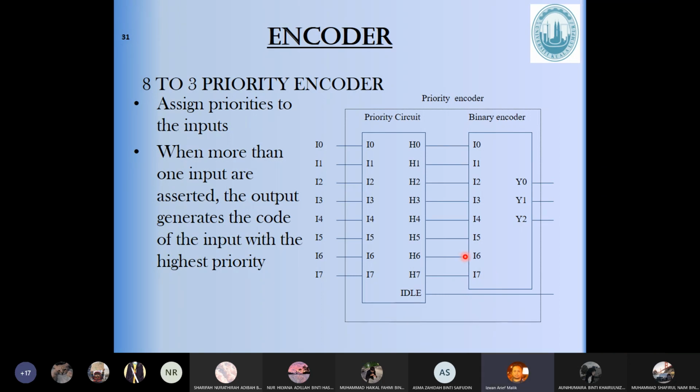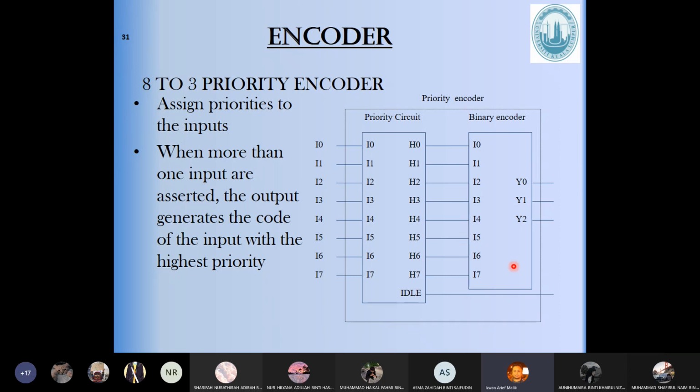Katakan saya ambil nombor lain lah, I3 dengan I2. So I3 dekat sini dia akan block H2, dia akan block H3 yang akan ada output. So bila H3 ada output, dia akan jadi 011. Okay, yang ini tak akan ada apa-apa. Alright. So this is how priority encoder looks dekat dalam dia punya internal connection lah.